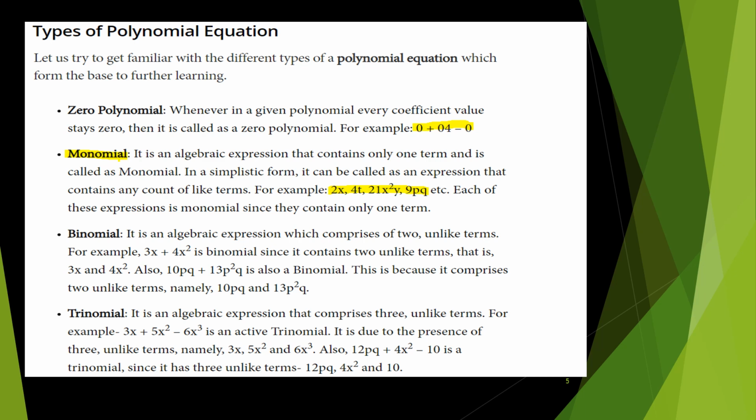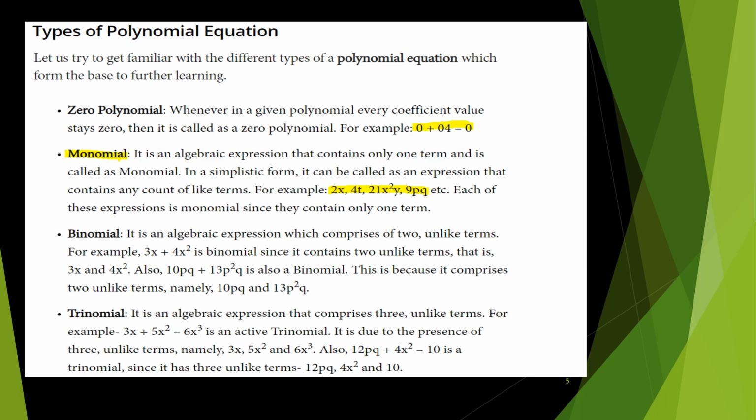If it will be 2x plus 4 or 4t minus y, it will not be monomial. It will suddenly become binomial because there will be two terms. But here you have only one operation, that is multiplication. So each of these expressions is monomial since they contain only one term. Only one term. Because whenever we have two terms, it will become binomial.